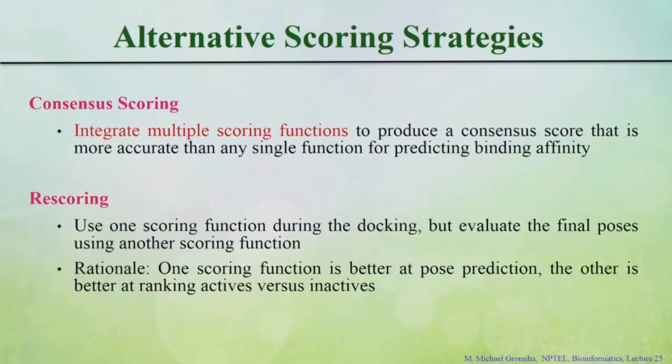Then the next one is the consensus. Now we have different scoring functions, and some perform well in some aspects. So, they try to integrate multiple scoring functions to get a consensus score, either using all the scoring functions or using the data from different scoring functions with different weightage. This can be better than any single scoring function for predicting binding affinity. So, there are various scoring functions we discussed. What are the various scoring functions?